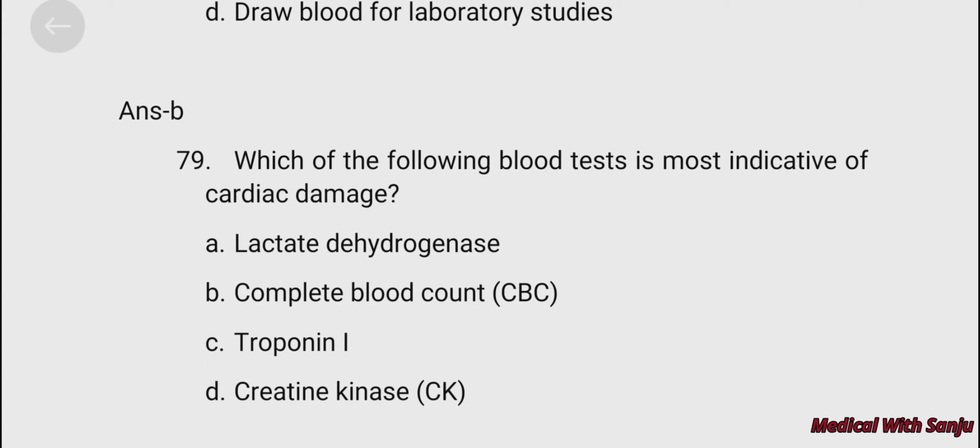Question number 79. Which of the following blood tests is most indicative of cardiac damage? Option A. Lactate dehydrogenase. Option B. Complete blood count. Option C. Troponin I. And option D. Creatine kinase.